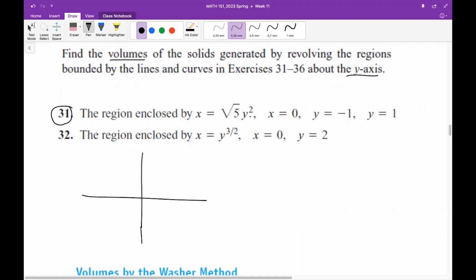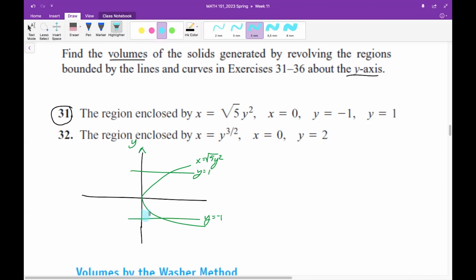X equals the square root of 5 y squared. This is a parabola, right? We know how to draw parabolas like this. Okay, x equals 0 is the y-axis. Y equals -1, y equals 1. These are the lines, y equals 1 and y equals -1. So where is the shaded region? The region is between all those given curves like that. This is the shaded region.